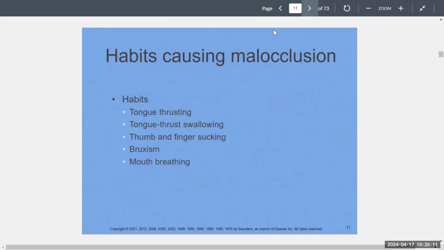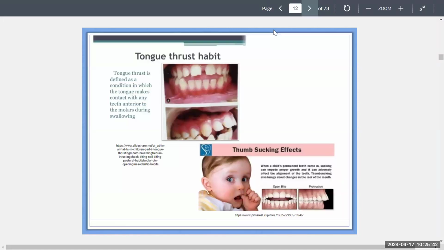Habits causing malocclusion. I think we talked about things like if you're chewing on a pen, let's say you're a natural tongue thruster, like naturally your tongue thrusts against the lingual surfaces of your anterior teeth. Let's say when you swallow, the tongue thrusts a little bit more than normal against the teeth when you swallow. The thumb and finger sucking, those children that suck on their thumb. Bruxism, which is grinding of your teeth, and mouth breathing. Let's say they just naturally breathe through their mouth.